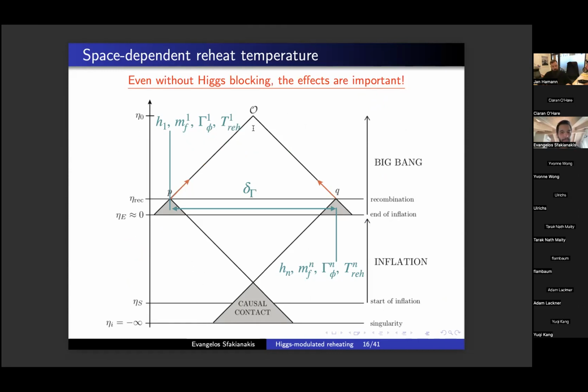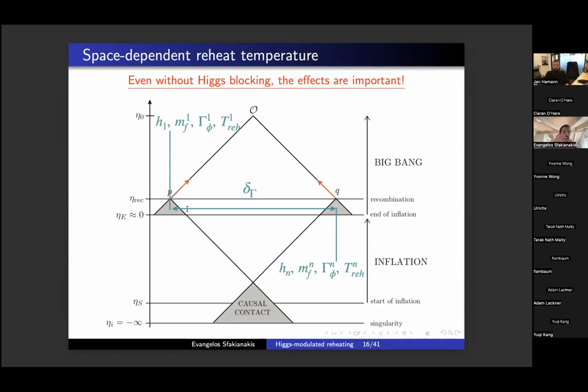and look back. So when we look back, right, towards two angles or two distances, two points on the CMB, what we actually see are 2 different Hubble patches at the end of inflation. So in one Hubble patch, the Higgs has a value H1, the fermions have a mass M1, right? The decay rate has a value gamma 1 or an evolution gamma 1, and then the reheating temperature will be T1. And then in another patch of the universe, we'll have Hn, Mn, gamma n, Tn.